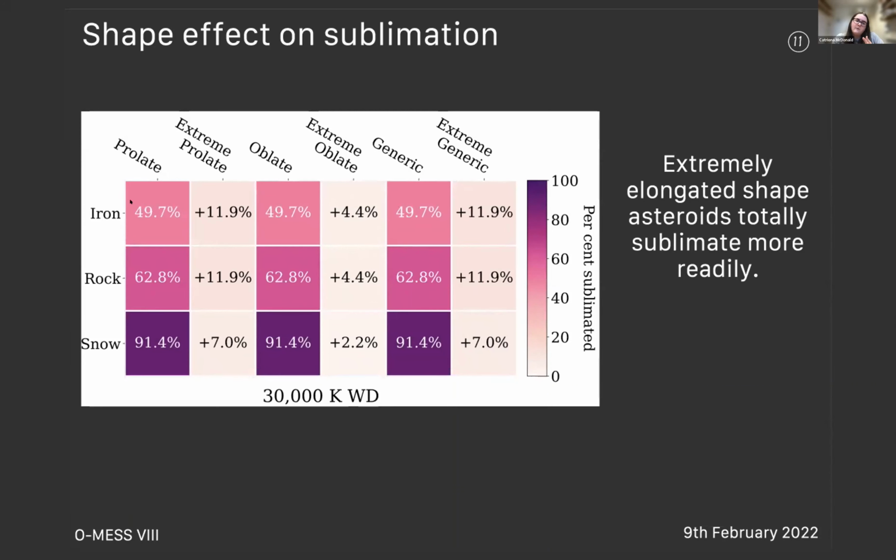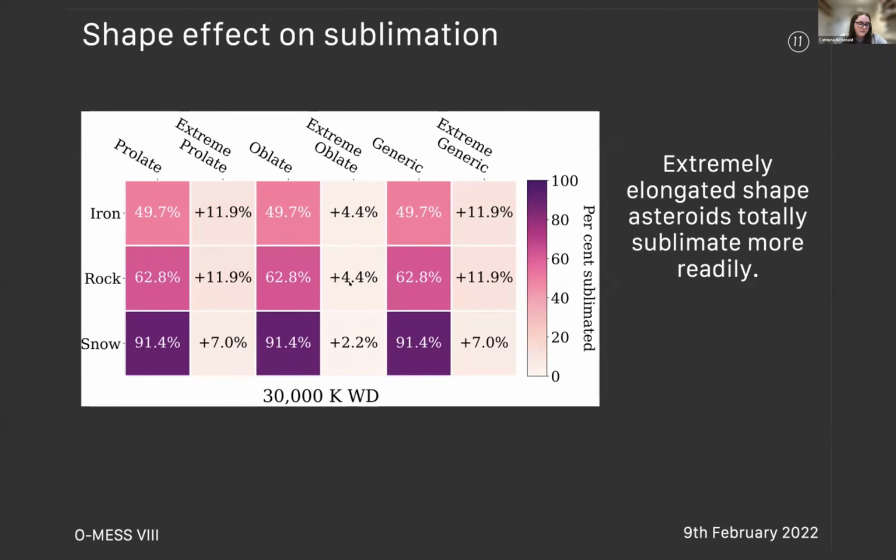But when we consider the more extreme versions of these shape models, so these asteroids which are very long and thin or sort of pancakey, you get quite a large difference in the level of sublimation. So for extremely prolate objects, you actually get about 12% more bodies sublimating compared to a more typical, less extreme asteroid shape. And the same for the two other extreme shape models. You get an increased amount of sublimation based on how extreme the shape model of these asteroids are.